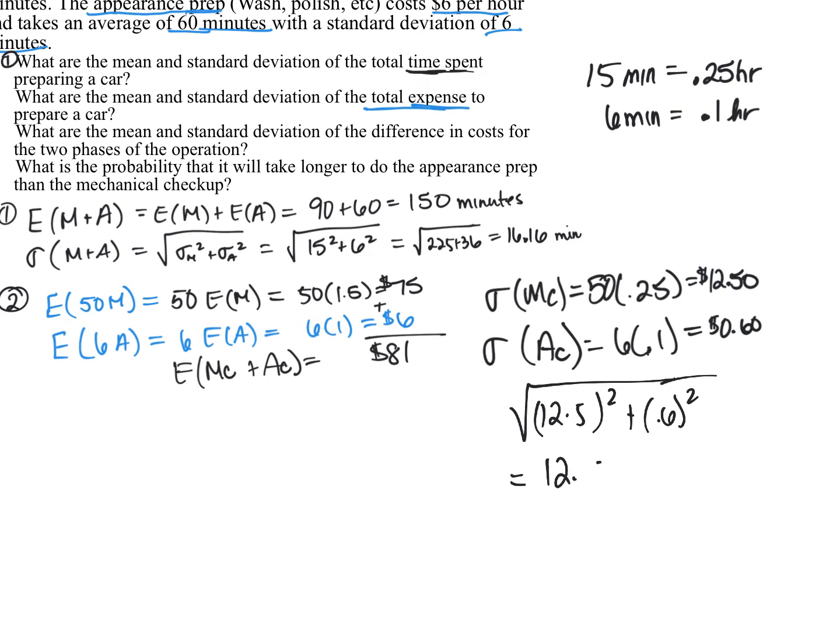Which is 12.51. MC plus AC. So we expect it to cost an average of $81 to prep a car.